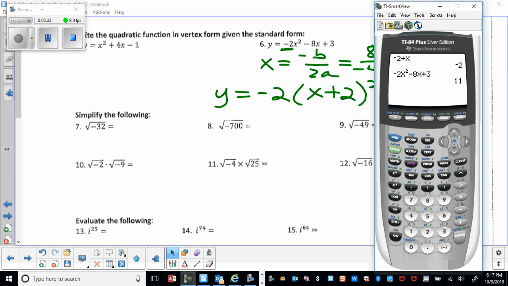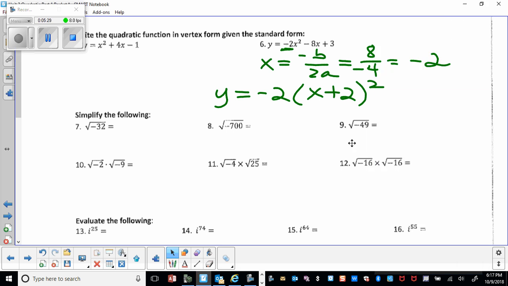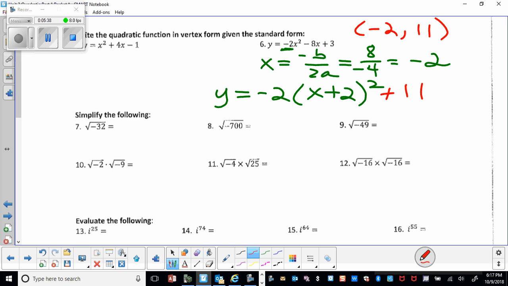All right, so my vertex is going to be when x is negative 2, y is positive 11. And then you can always check this out by, because also if I put negative 2 here, right, that's 0, right? This is 0, and 2 times 0 is 0, so y equals 11. Okay.